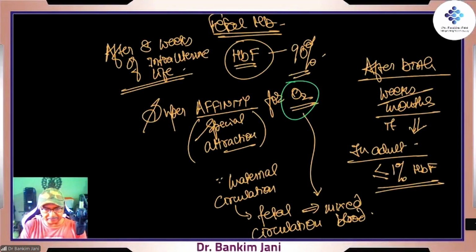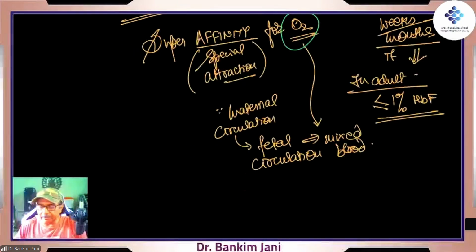So here we started with the fetal hemoglobin, which can be written as HbF. After 8 weeks of intrauterine life, this starts getting produced. The fetus will have 90% of its hemoglobin of HbF type, and it has a super affinity, that is the attraction or love towards oxygen, which is very high. After birth, weeks or months later, we find that hemoglobin F starts going down, and in adults it comes down to less than 1%.